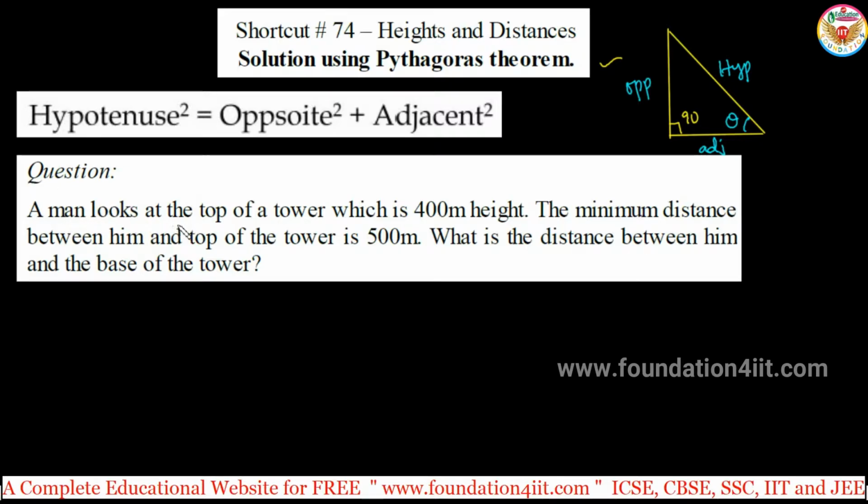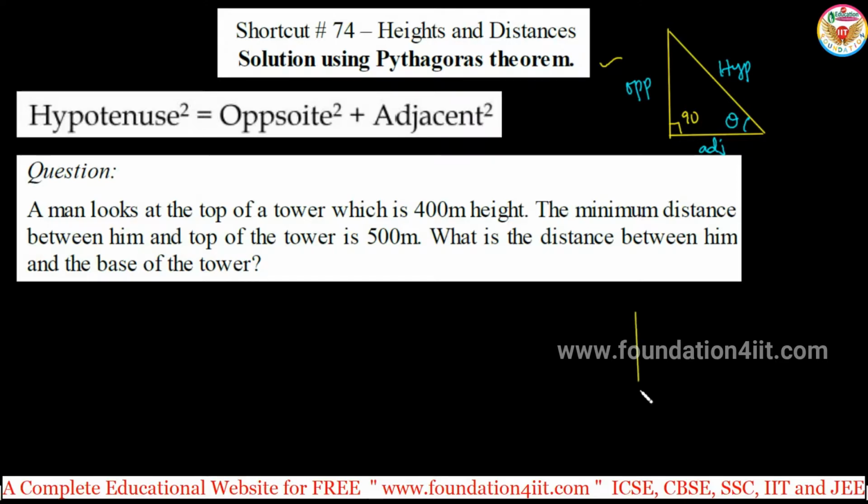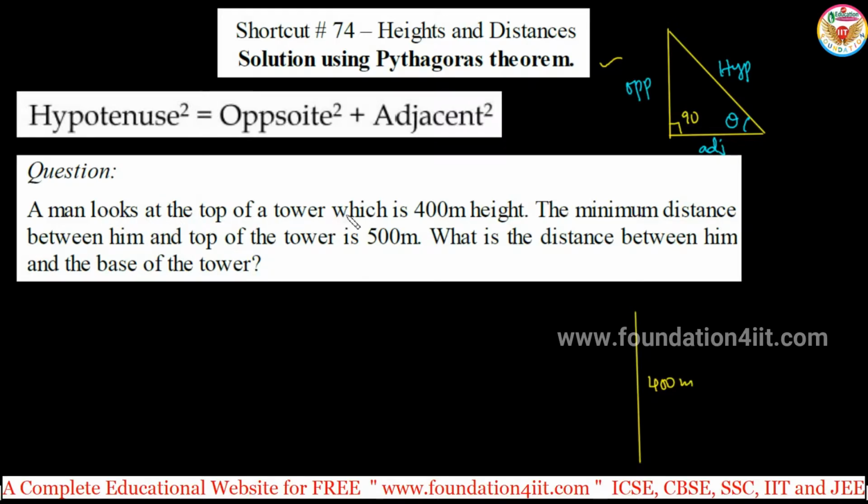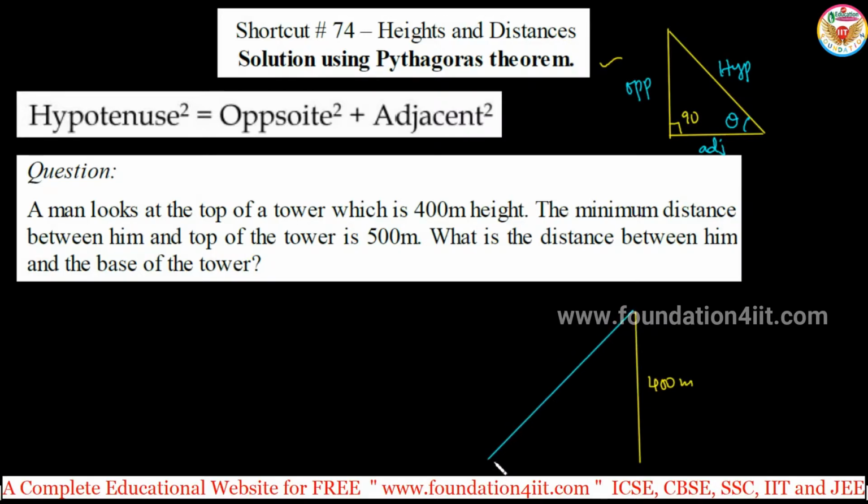A man looks at the top of the tower which is 400 meters height. Okay, top of the tower. The tower is 400 meters height. So it is the 400 meters height. The minimum distance between him and the top of the tower is 500. So the minimum distance between the top of the tower and that person, where he is observing from here, is 500 meters.